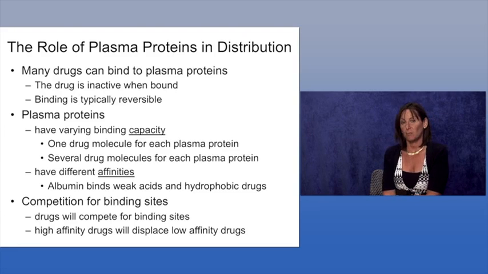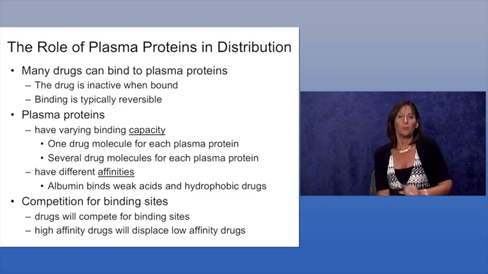Competition for binding sites may also occur. So drugs might compete for the same binding sites. And it is the drug that has the higher affinity that is going to displace lower affinity drugs. So let's, for example, say we are administering drug A and drug B. Plasma protein Y has a high affinity for drug A and a lower affinity for drug B. Let's say you give drug B first. It binds to the plasma proteins. Along comes drug A. Because it has higher affinity for the binding sites, it's going to displace drug B, and drug A will preferentially be bound by that plasma protein.